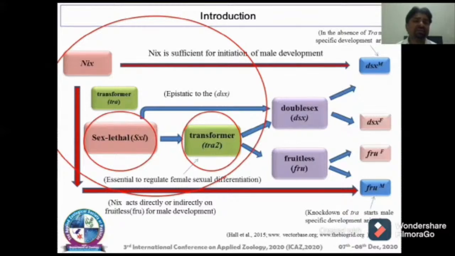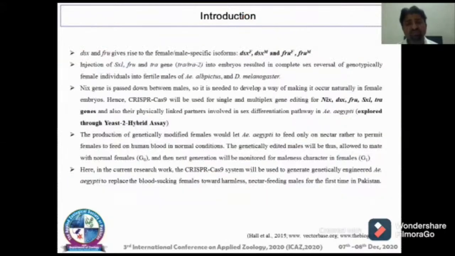And what does it do with the sex lethal and transformer genes? We don't know up to this time, but we are going to explore this to know more about the sexual pathway to generate maleness in females. So double sex and fruitless give rise to both males and females. Certain information on sex lethal, fruitless and transformer genes is available in the literature, reported in Aedes albopictus and Drosophila melanogaster.